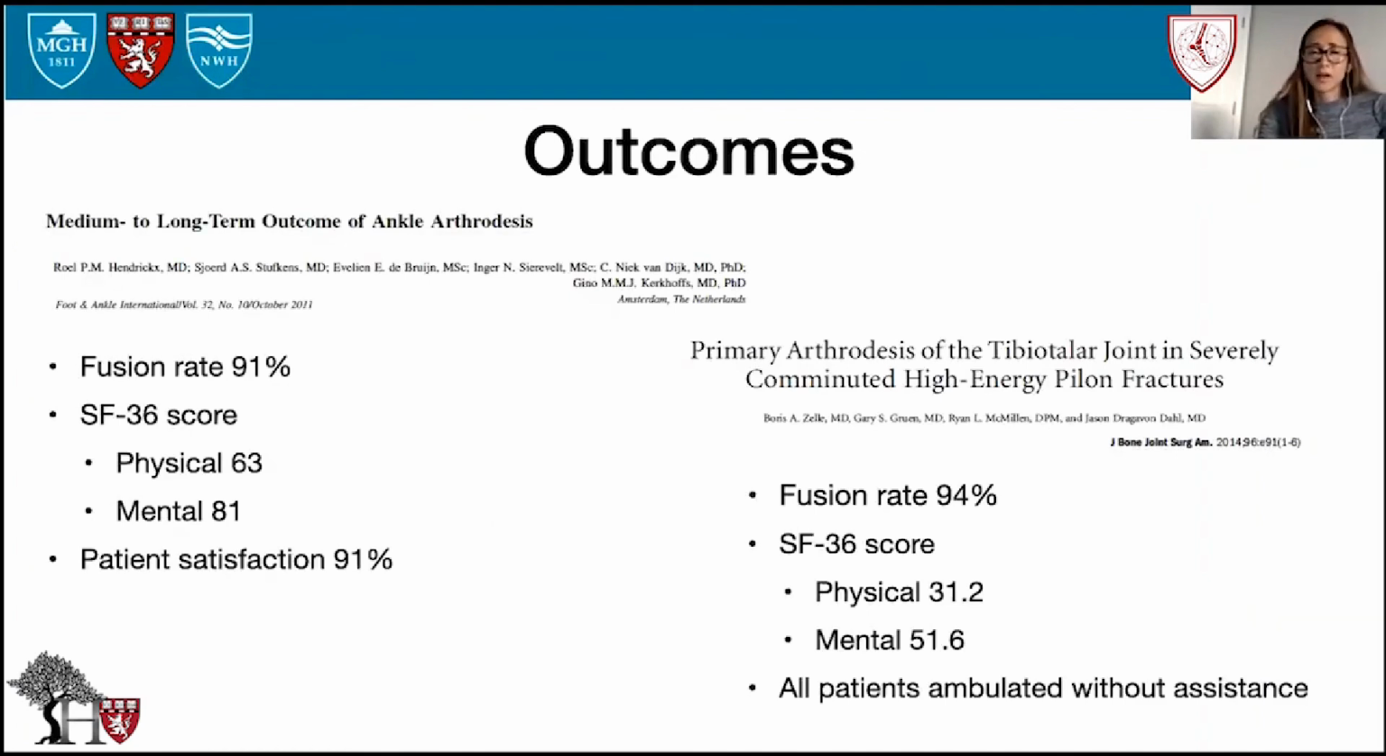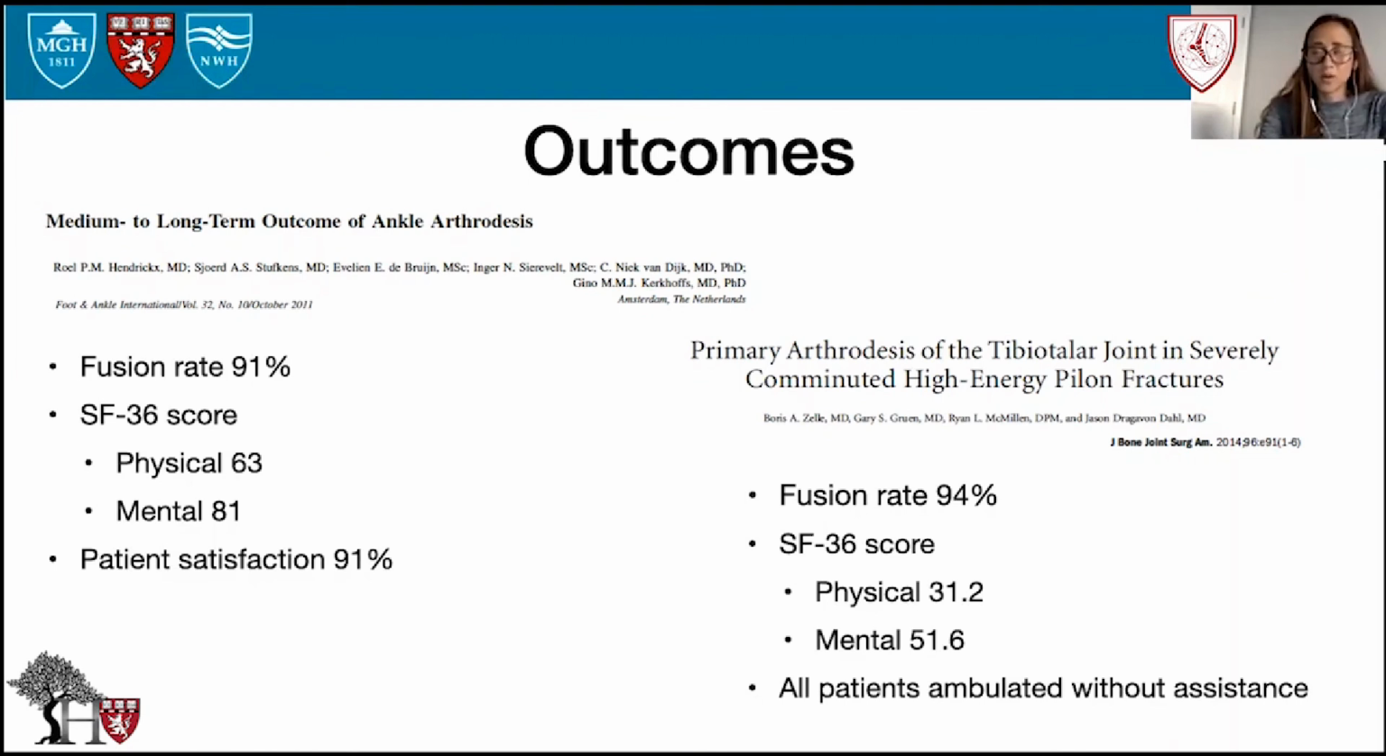In terms of outcomes, in general, with ankle arthritis, when we are facing a patient with a primary ankle arthrodesis, the fusion rates are significantly good, as we can see in these two studies, even for patients with post-traumatic arthritis or those that require a primary arthrodesis due to a severely comminuted pilon fracture. The fusion rate is up to 91%.